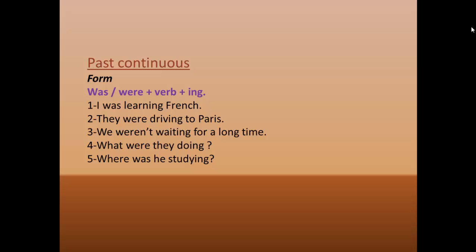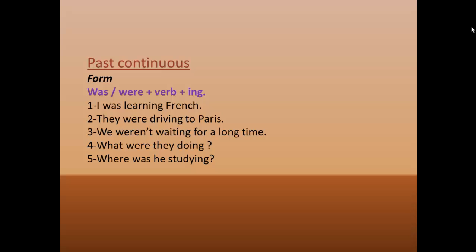The second example, they were driving to Paris. Here also we use were because the subject pronoun is they. So with they we use were in the past continuous, I mean they were driving. We put ing at the end of the verb here, drive, driving. So they were driving to Paris.